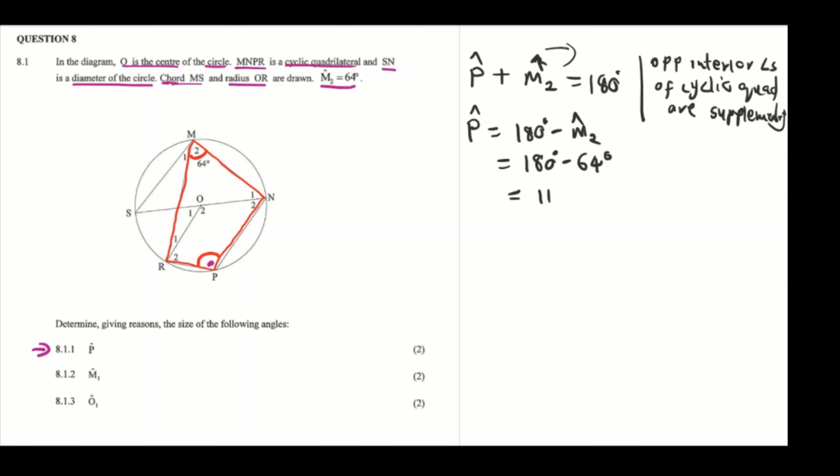You're going to get 116 degrees, right? So that is the angle of P. Now let's try out this one here, which is 8.1.2. We must find angle M1, right? So let me just remove this.